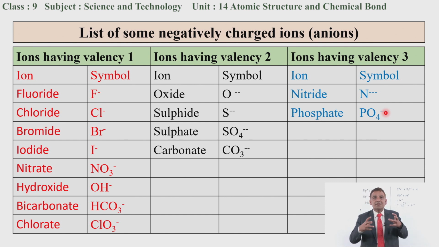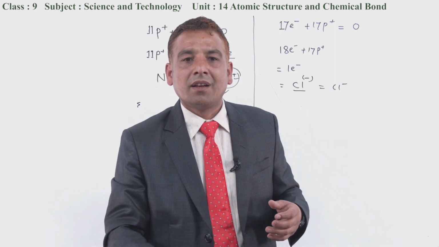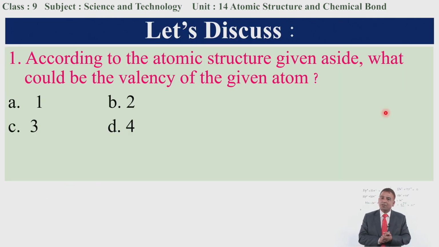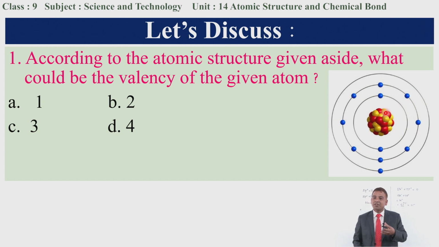To make today's discussion more effective, and to evaluate your learning achievements of today's class, we are going to discuss some questions. You can see a question: according to the atomic structure given aside, you can study this structure. Then what could be the valency of the given atom? You should have the skill to identify the valency of the given atom. That means either 1, 2, 3, or 4.